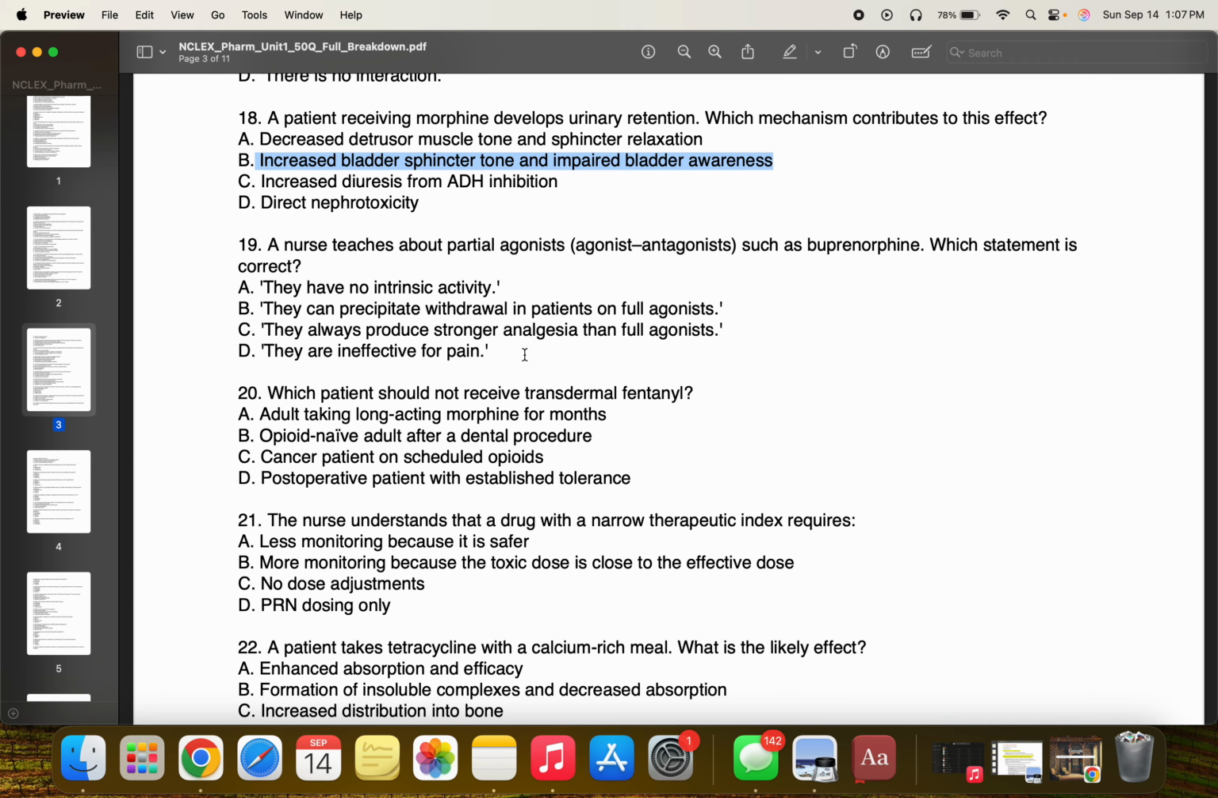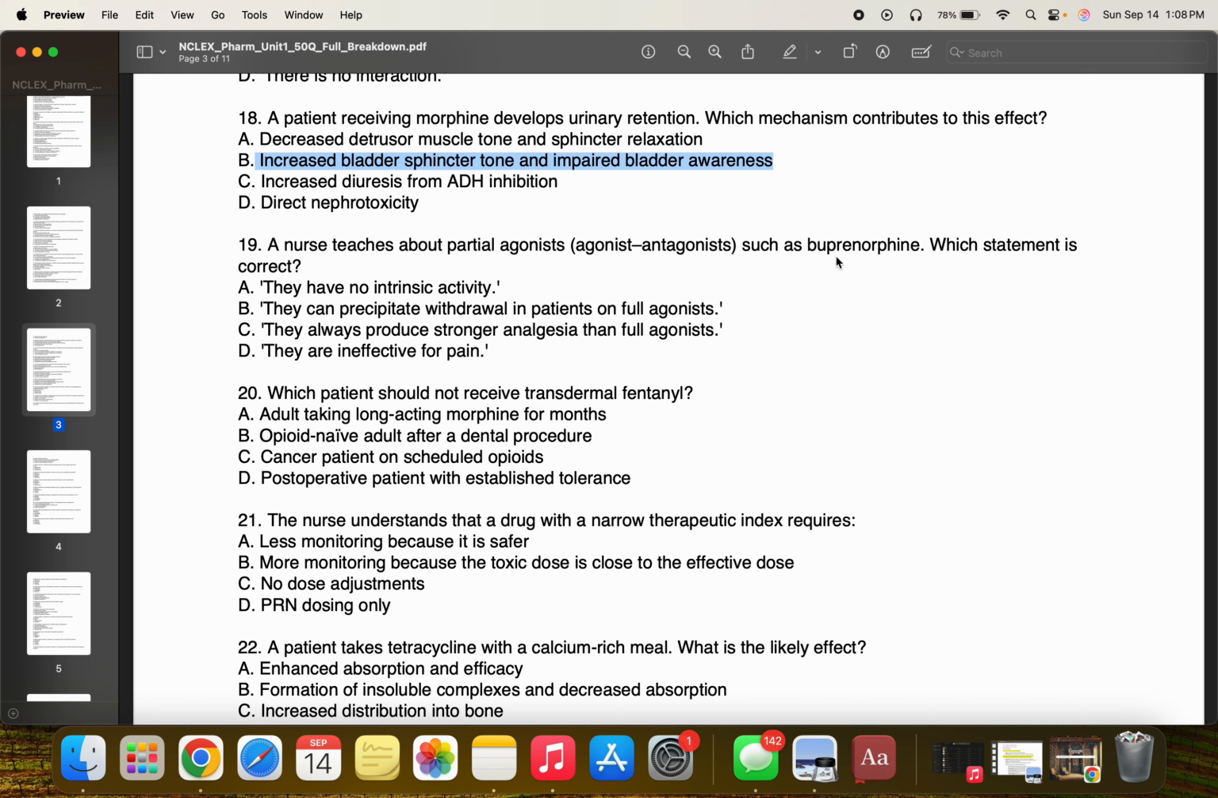A nurse is teaching about partial agonists, also known as agonist antagonists, such as buprenorphine. Which statement is correct? They have no intrinsic activity. They can precipitate withdrawal in patients on a full agonist. They always produce a stronger analgesic effect than full agonists. They are ineffective for pain.